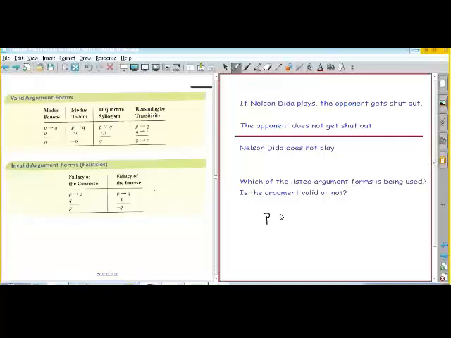What is P? For this particular example, we have this argument. If Nelson Dida plays, the opponent gets shut out. The opponent does not get shut out. Therefore, Nelson Dida did not play. So statement P is Nelson Dida plays. Q is the opponent gets shut out.